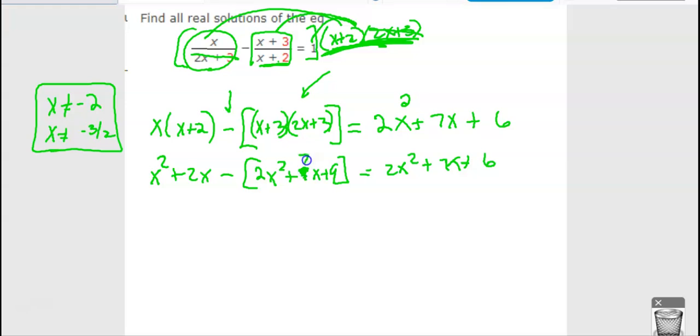Couldn't read my own writing there. All right, and then we're going to combine like terms, and we're going to end up getting 3x squared plus 14x plus 15 equal to 0. And then again, factoring.